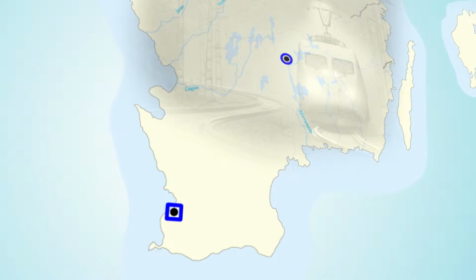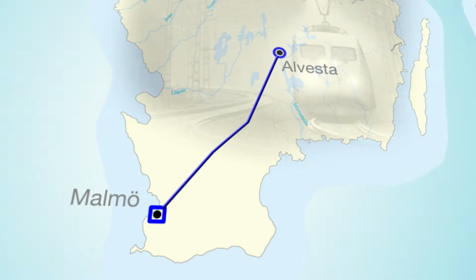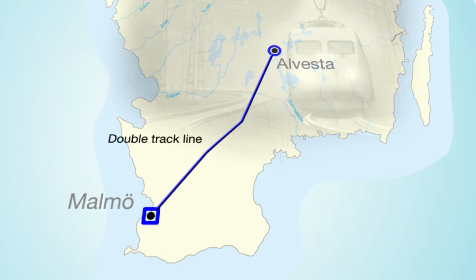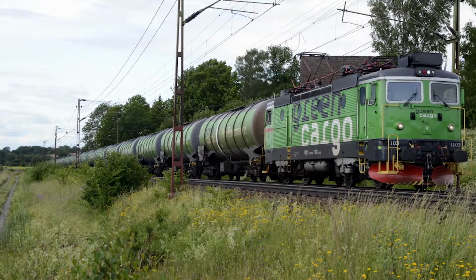We are looking at two different problems in Merlin. The first one is about minimizing losses in the rail power grid. We are examining a line between Malmö and Alvesta in southern Sweden. It's a double-track line with quite heavy traffic, daytime mainly passenger traffic, and during night freight traffic.